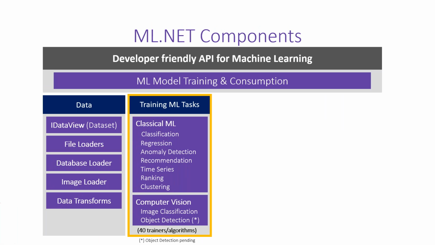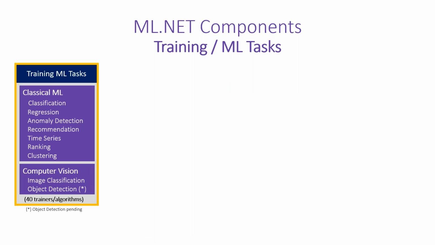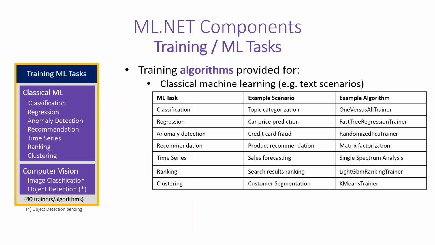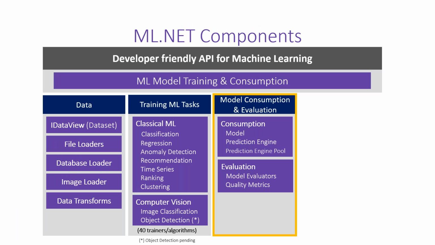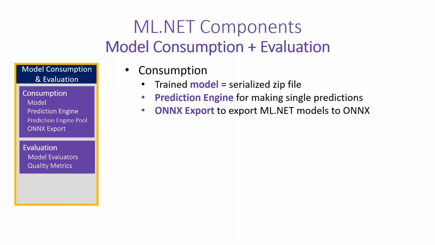Then we have the training. And the training was, again, similar to what I showed in an earlier slide. These are all the TLC algorithms, the ones that perform with high accuracy. The accuracy comes from the algorithm writing. The speed would come from the entire ecosystem. Then there's model consumption and evaluation: the trained model and the prediction engine.